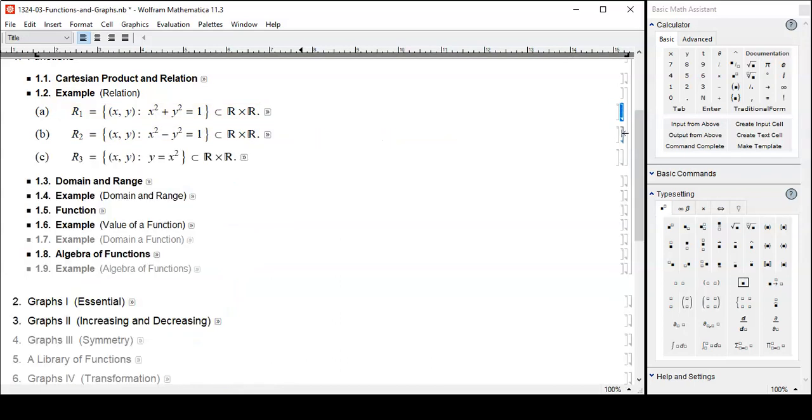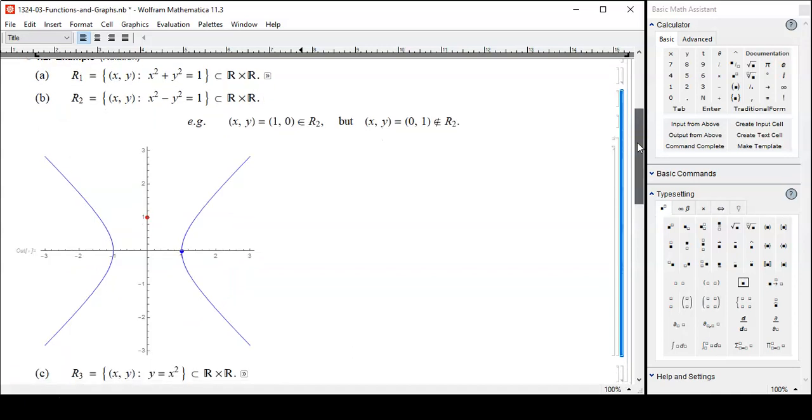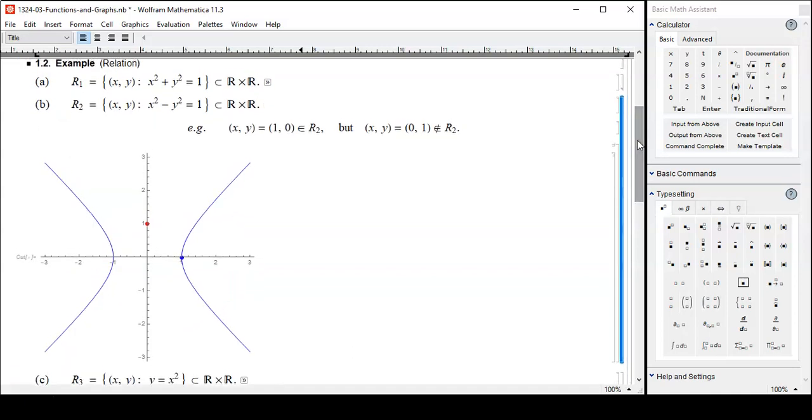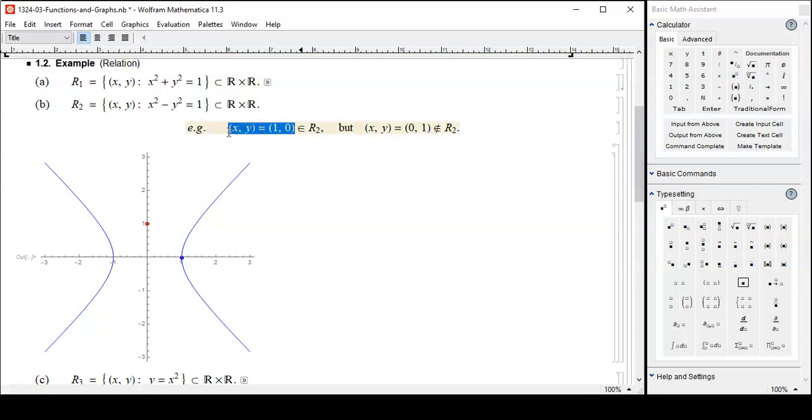Want to see another example? Okay, here we go. x squared minus y squared is equal to 1. We have this hyperbola. (1, 0) is this point here. Yes, it belongs to this hyperbola, and you can check it: 1 squared minus 0 squared is 1. Yes, indeed.